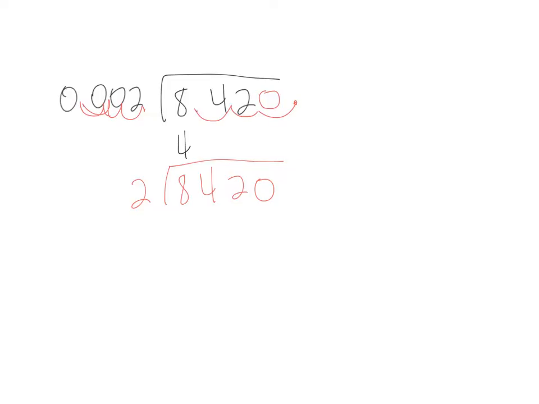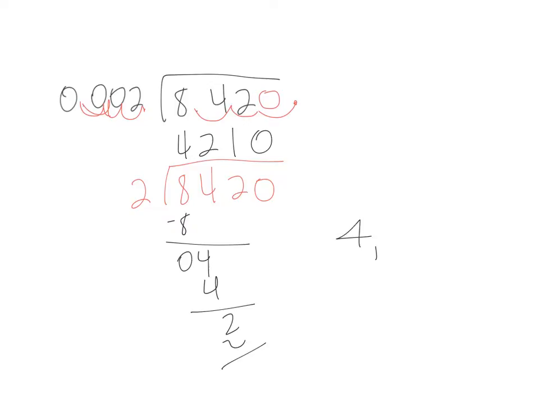2 goes into 8, 4. 2 goes into 4 twice. 2 goes into 2 once. And then you still need that 0 there. And your answer is 4,210. You won't always have a decimal point in your answer, and that's okay.